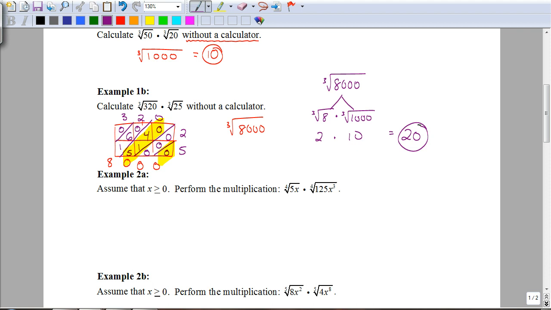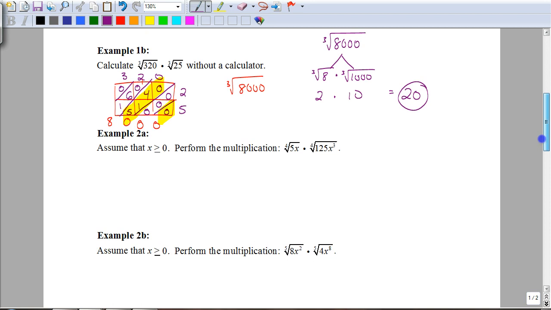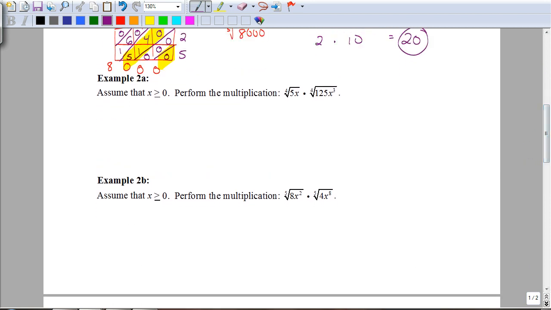And again, if what we just did didn't make any sense to you, we're going to be doing a number of examples like this, so you'll get the hang of it. Let's look at the next example. Here I have the fourth root of 5x times the fourth root of 125x cubed.